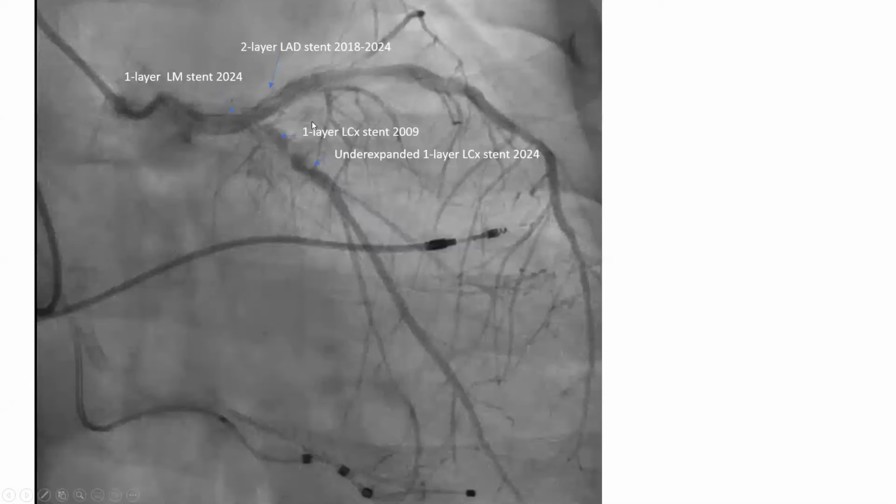And here I will explain to you how many layers he has. So he has one layer of stent in the left main in 2024, two layers of stent in the LAD, 2018 and 2024. Both those are patent. He has one layer of stent in the left circumflex, the one that is restenosed. It's from 2009. And he has another layer in the left circumflex, a bit more distally, from 2024. This layer looks angiographically to be underexpanded. So the circumflex has one layer, two stents, but one layer.